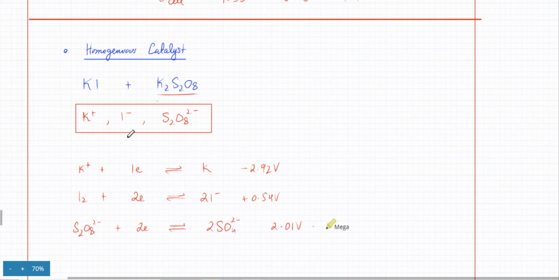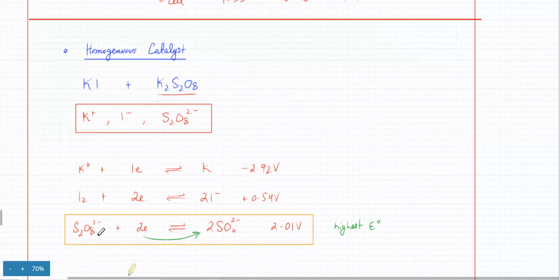Now there's nothing wrong with it. Why? Because S2O8 2 minus would be gaining electrons, and we do have S2O8 2 minus as a reactant. So this reaction is perfectly all right. I'm going to select this as my equation for gain of electrons.